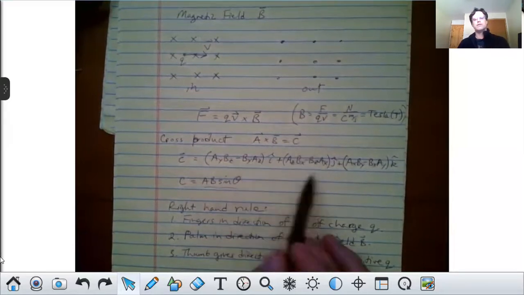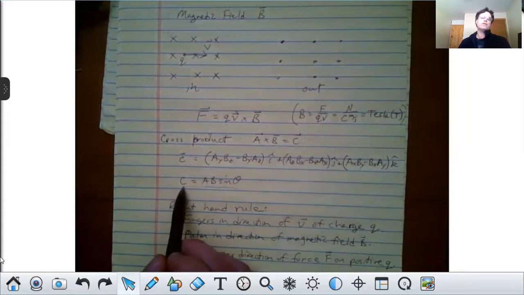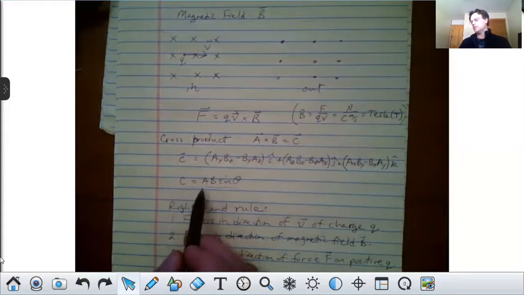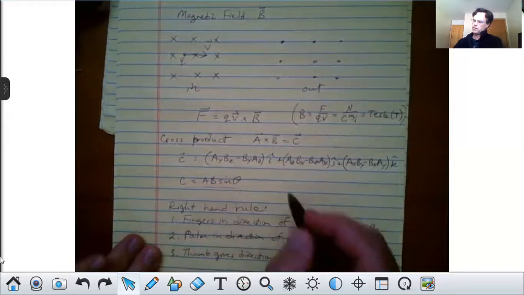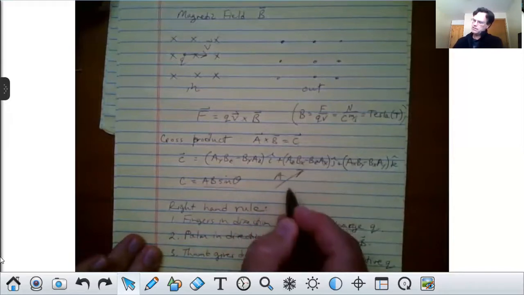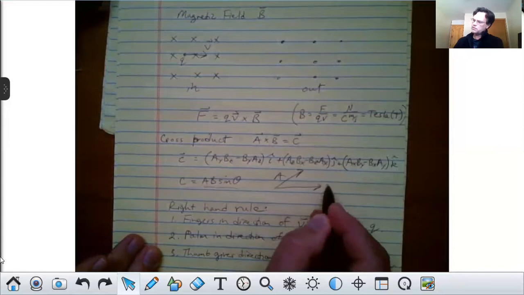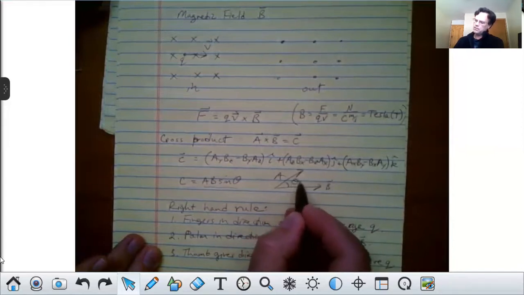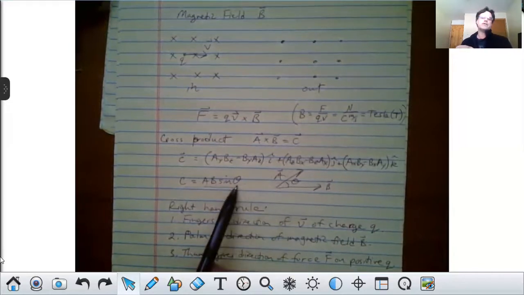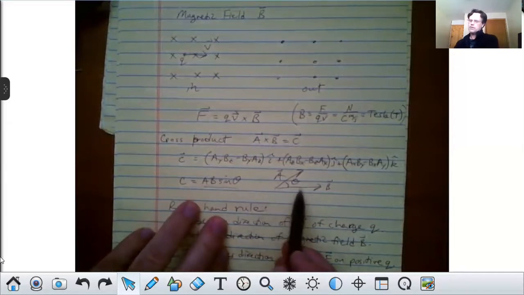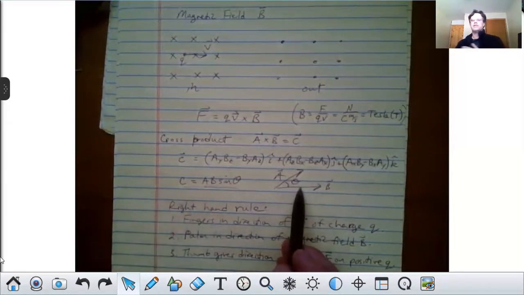Another thing you can prove from this is that the magnitude of this new vector C is equal to the magnitude, the length of vector A, times the length of vector B, times the sine of the angle between those two. If I've got vector A going this way and vector B this way, the angle I'm talking about is the angle between the two vectors. One thing you'll notice too is, what if the angle is 0? Well, if the angle is 0, the vectors are parallel. Sine of 0 is 0, so the cross product is 0.